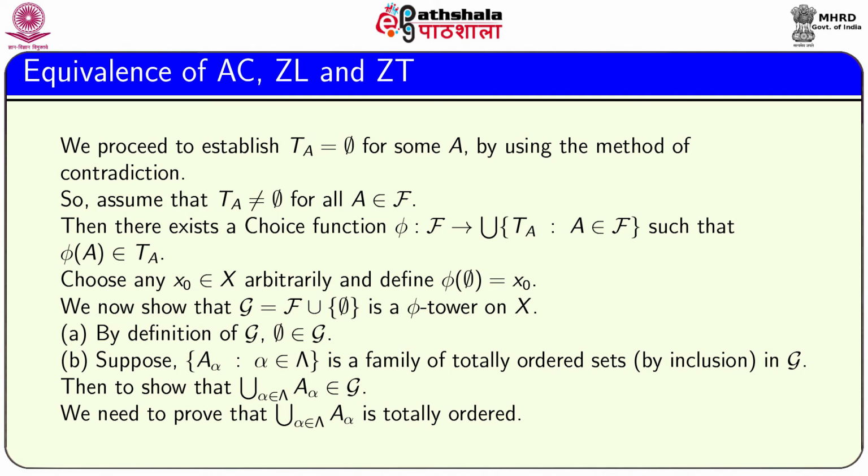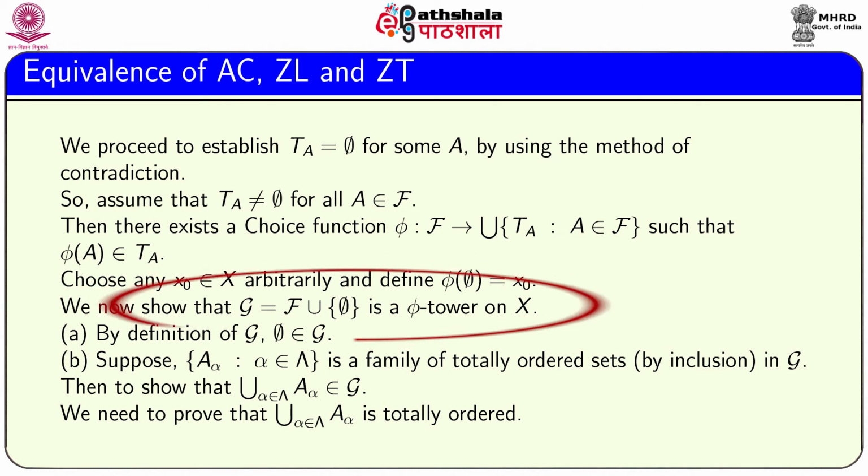We proceed to establish that T A is equal to the empty set for some A by the method of contradiction. So, assume that T A is non-empty for all A belonging to script F. Then there exists a choice function phi from script F to the union of T A, belonging to script F, such that phi of A is inside T A. Choose any x 0 belonging to capital X arbitrarily and define phi of the empty set to be x 0.